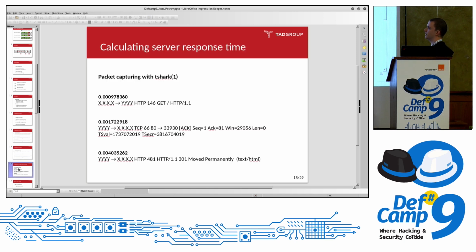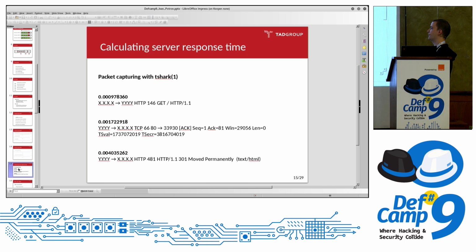So this is what a basic packet capture looks like. We've filtered out most of the data so we can represent it in a sensible way. The XXX IP is ours. This is the host's, the target, YOY. And the first thing we do is send an HTTP request with the size, the protocol version, request method. And this is the current timestamp that is on our computer.